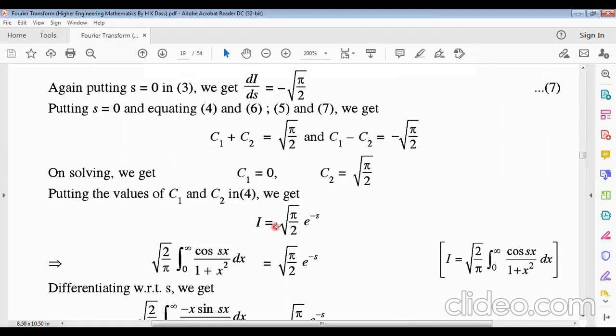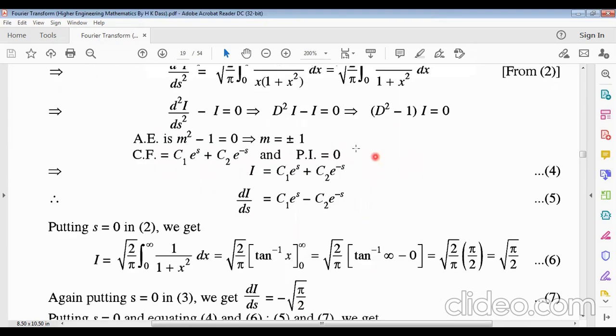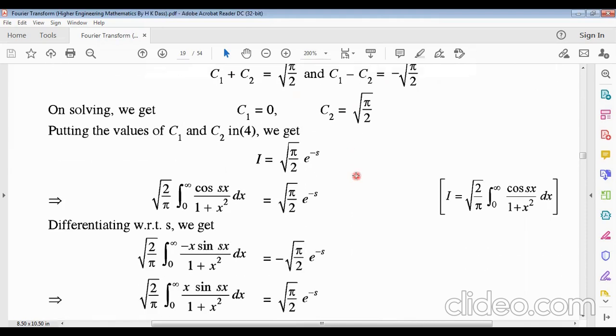Now putting the values of C1 and C2 in equation 4, this is our desired solution. I equals C1 e to the power s plus C2 e to the power minus s. Putting the C1, C2 values, we get I equals this one. So I, which was actually equation number 2, root over 2 by pi integral from 0 to infinity of cos sx by 1 plus x square dx, equals this one. This is the solution for I.